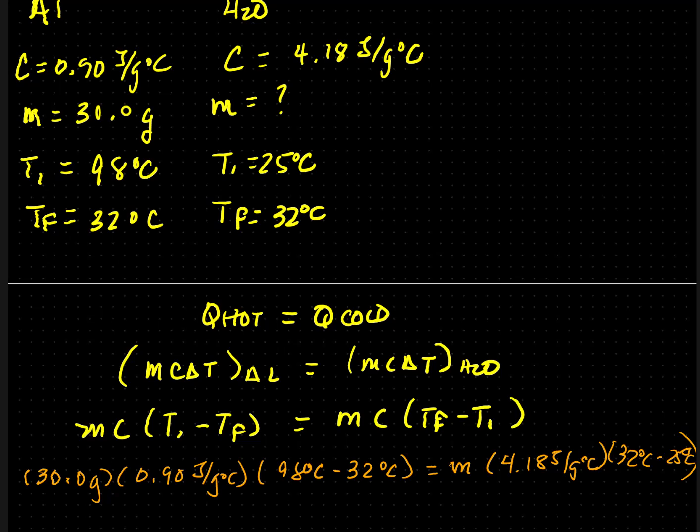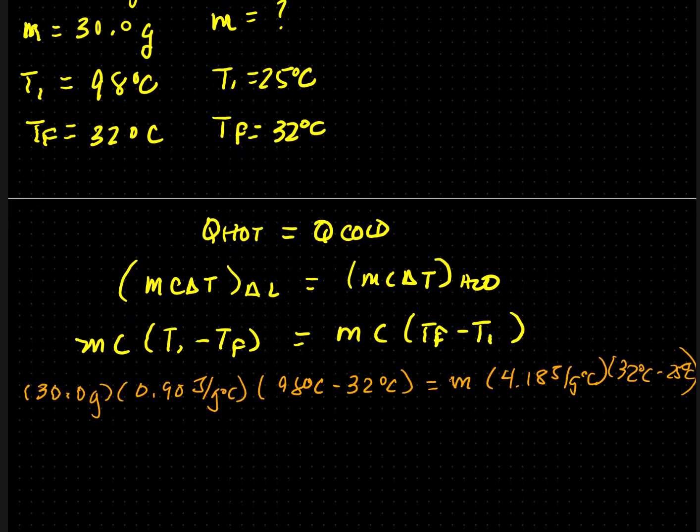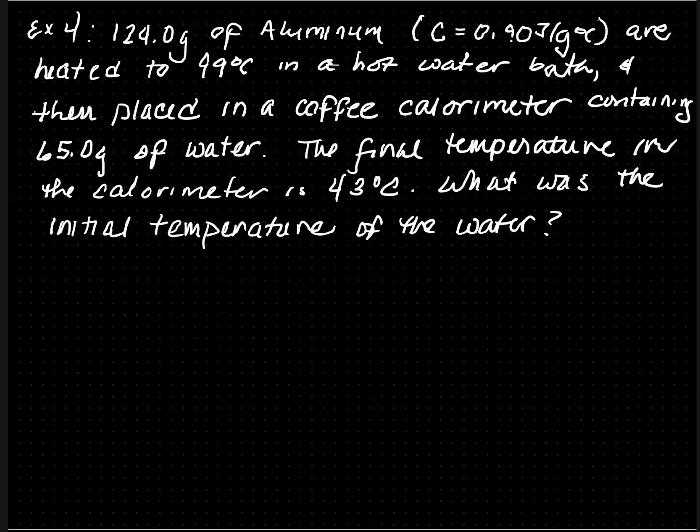So I'm going to simplify all the left side. That means I'm going to multiply this parenthesis here and multiply that by 0.9 and 30. On the right side, I'm going to do this parentheses work and multiply by 4.18 and divide both sides by that. So my mass, if you do your math correctly, should equal 60.9 grams.